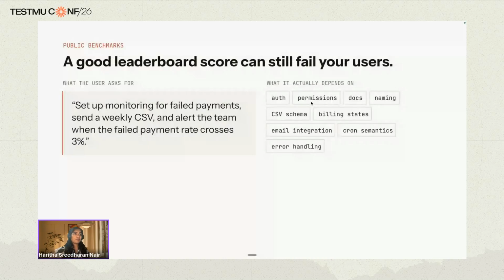So if the user is asking for setting up monitoring for failed payments, there would be auth in the middle, there would be permissions, there would be a schema that you have to deal with, billing state, email integration, so many things that are part of a complex ecosystem that's not reflective of how the benchmarks are run in isolated environments where they don't have to deal with the complexity of the real world.